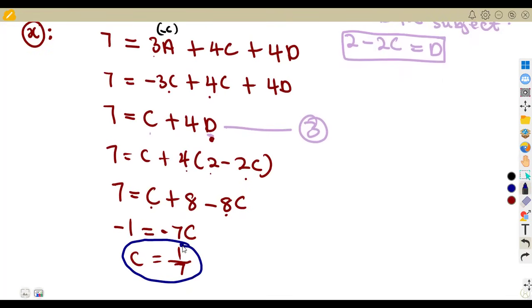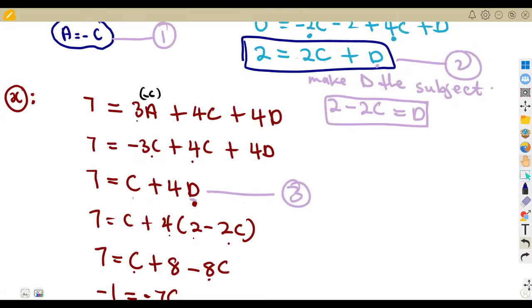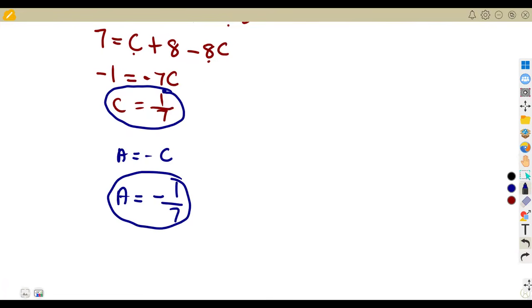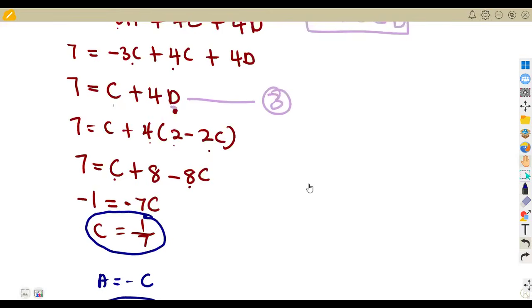All right, so with this c, we can find d. We can find a. Remember we said here a is equal to minus c. So let us just write it down here. Since a is equal to minus c, therefore a is equal to minus 1 over 7. All right, so there we have got the value of a.